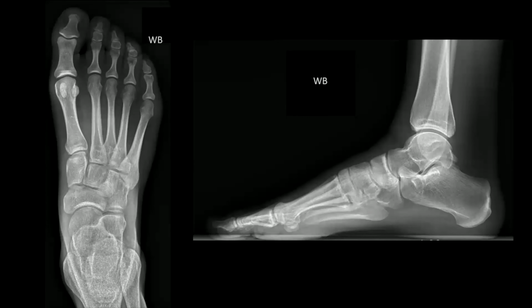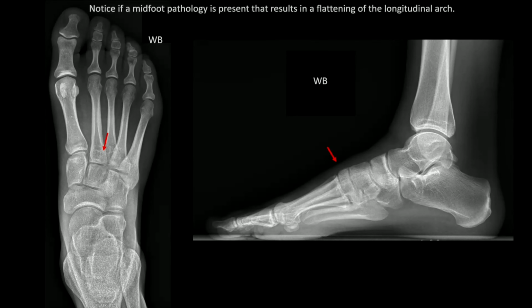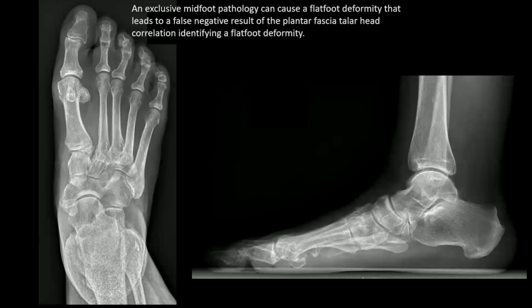First, the lateral view is inspected for a midfoot collapse due to a midfoot pathology that disturbs the integrity of the osseous structures of the midfoot. Osteoarthritis of the midfoot can cause a midfoot collapse that appears only in the sagittal plane, and the plantar fascia talar head correlation might not identify the flatfoot deformity.